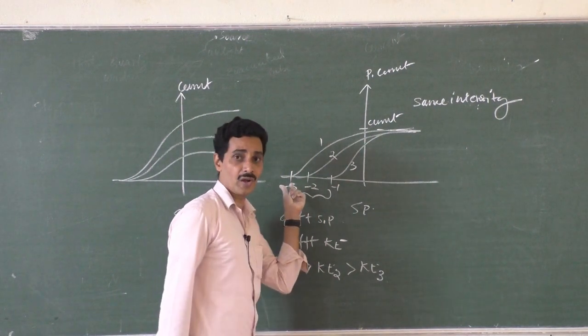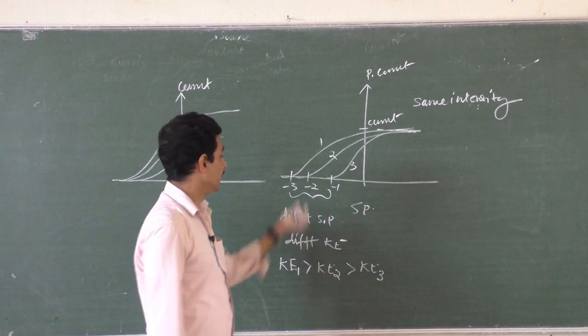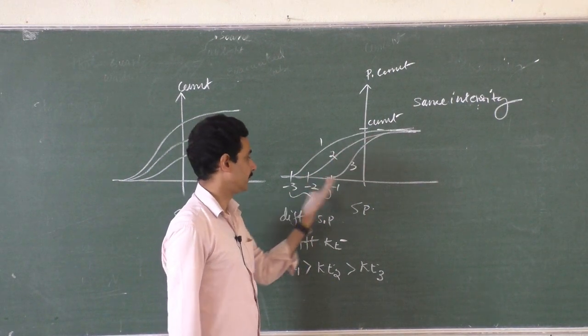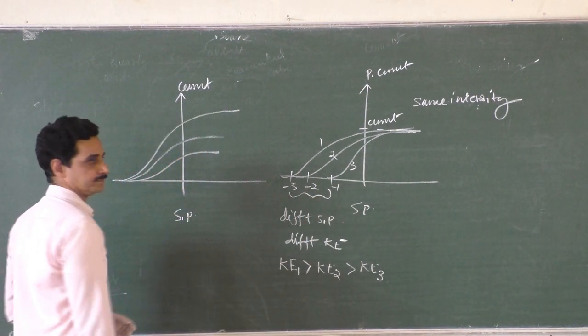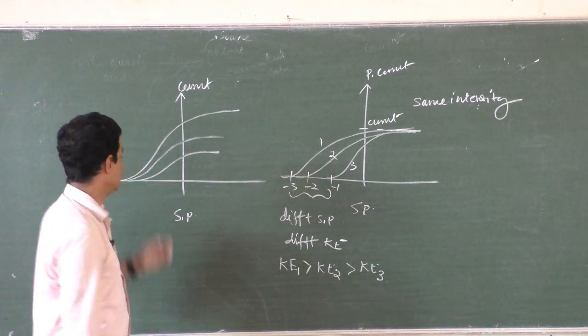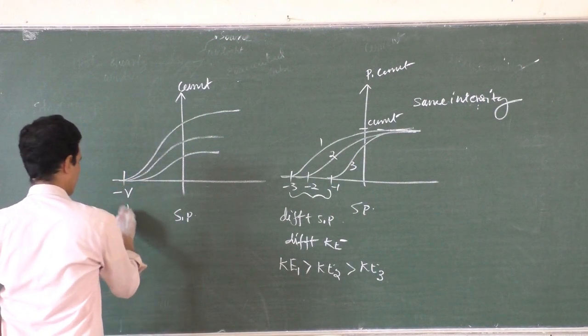It needs -3 volt to stop. That means those electrons were more kinetic, more energetic. This -2 volt is enough to stop them: less energetic, much less energetic. What about the curves here? This curve is very important. This curve here, you see, all are ending in the same stopping potential.